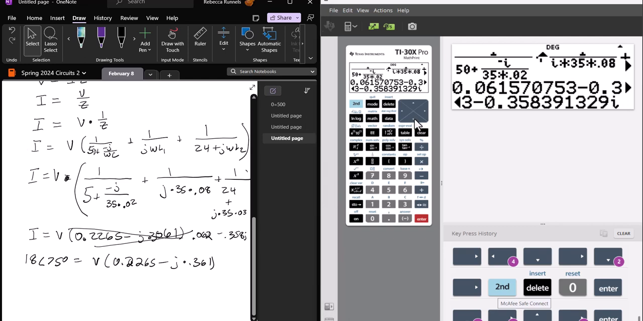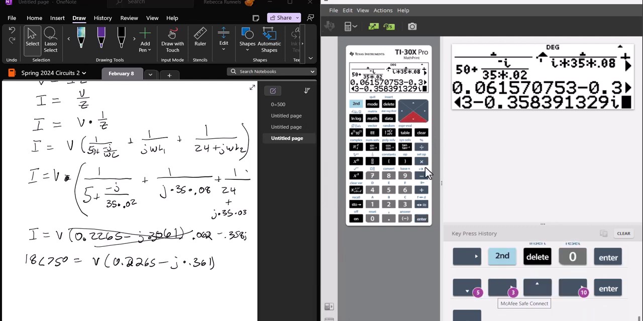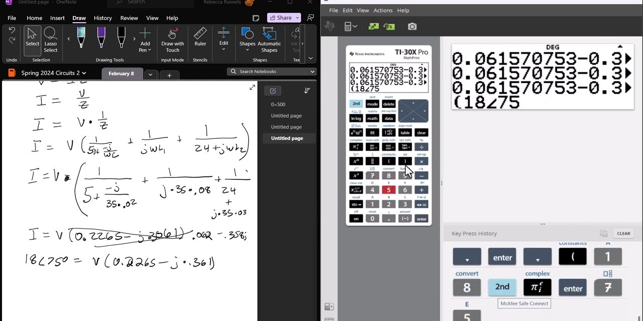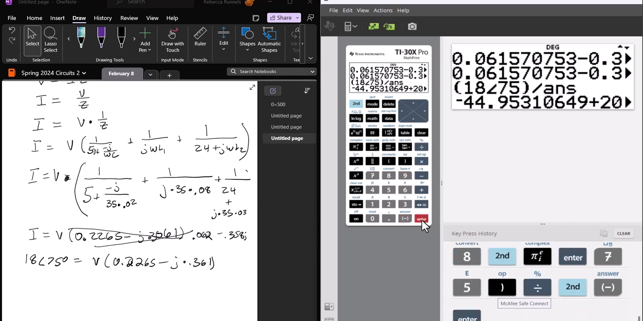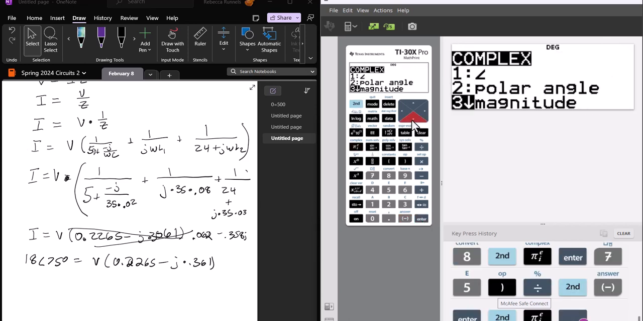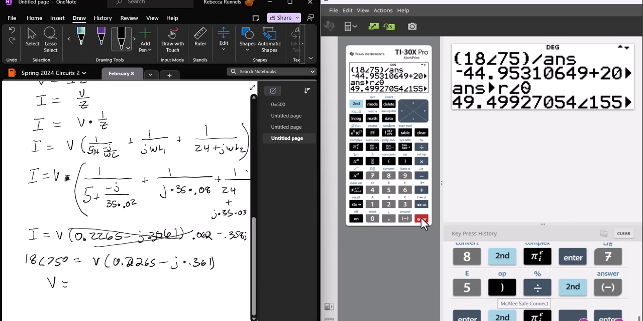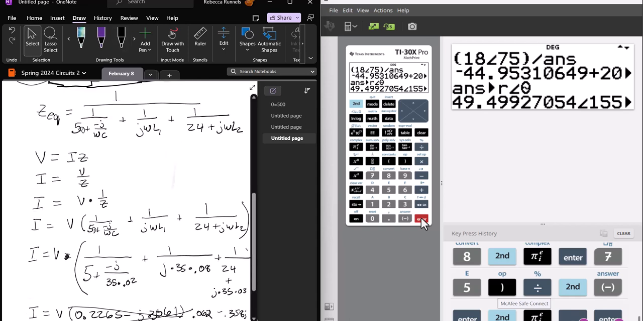And now I need to take 18 angle 75 and divide by that. So open parentheses, 18 complex angle 75, close parentheses, divided by second answer. Change that to polar. And I get the right answer. So V is 49.5 angle 155 degrees. But that wasn't the question. The question was, what is IA?